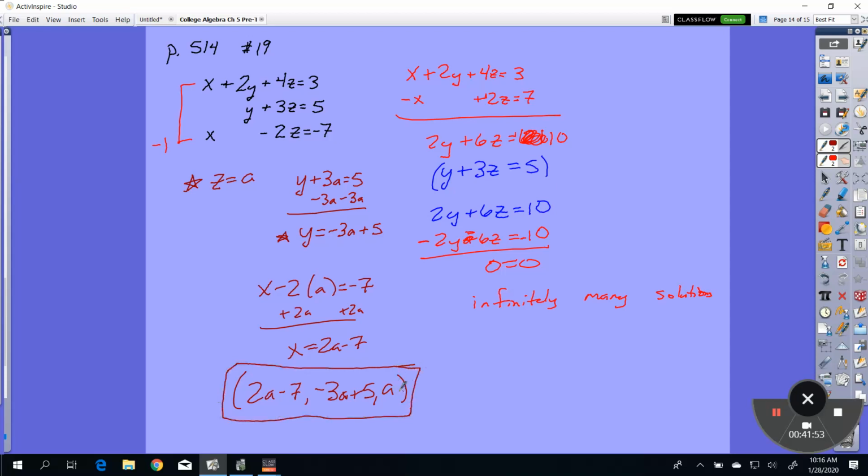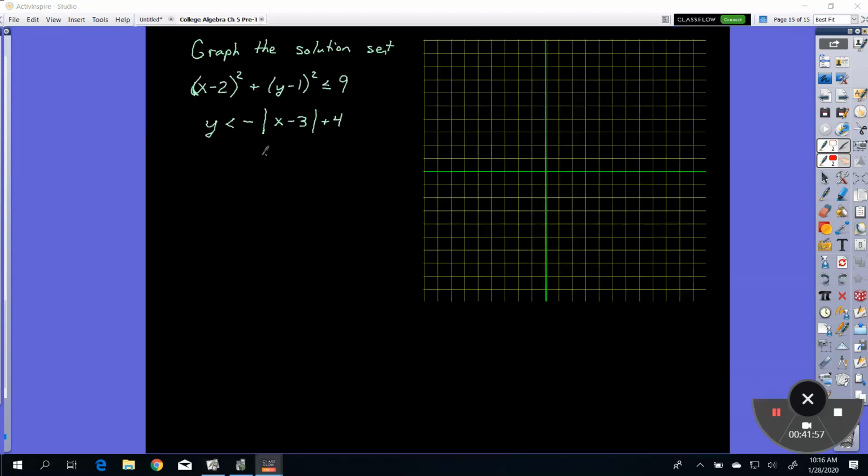So on infinitely many solutions, this is what you can do. So the last question, this is a circle. Remember, this is a circle with a center of 2, 1, radius of 3. So you place your dots, connect them into circle fashion.